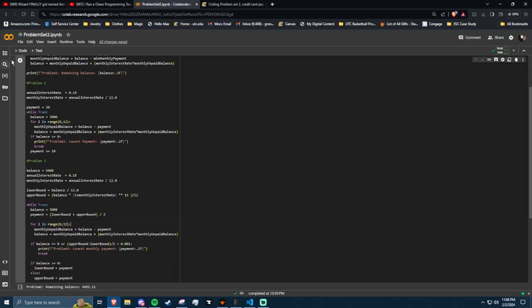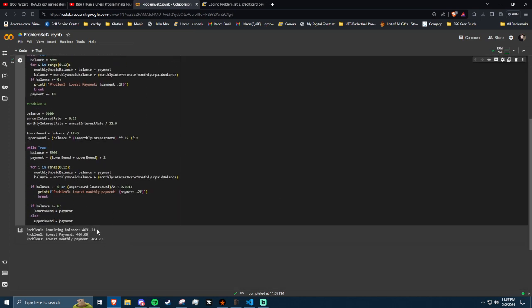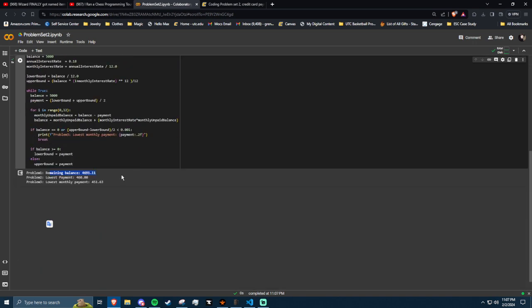If we run it real quick, for the first one, it's going to give us a remaining balance after we made those minimum payments. It's going to be about 389 off what it was originally. And then the lowest payment, as you can see when we were incrementing by 10, is 460. And then when we get more precise, we're going to see that it's 451.63 actually. So this is what you would actually pay at the lowest.